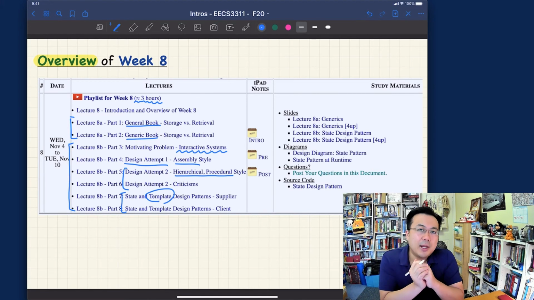There's something I'd like to remind you about. You might find the template design pattern very similar to something you did in a previous lab, especially lab number 2. And think about why.